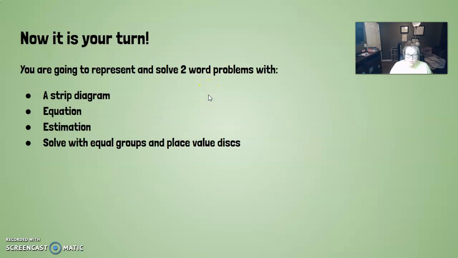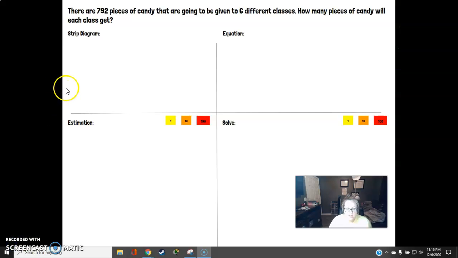So now it's your turn. You're going to represent and solve two word problems the same exact way that we just did. You're going to do a strip diagram, an equation, an estimation, and you're going to solve with equal groups and place value discs. Your page is going to look like this, so it's already set up for you. You have your word problem, your strip diagram, your equation, your estimation, and your solve. I have already put all of your place value discs inside of it so that all you have to do is drag and drop them into your groups. If you have any questions, please ask your teacher.